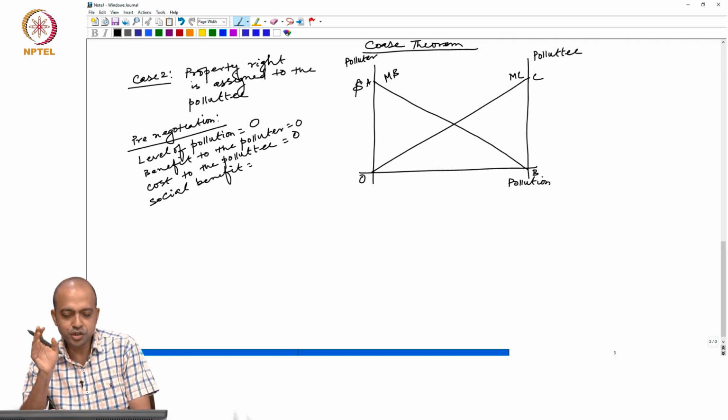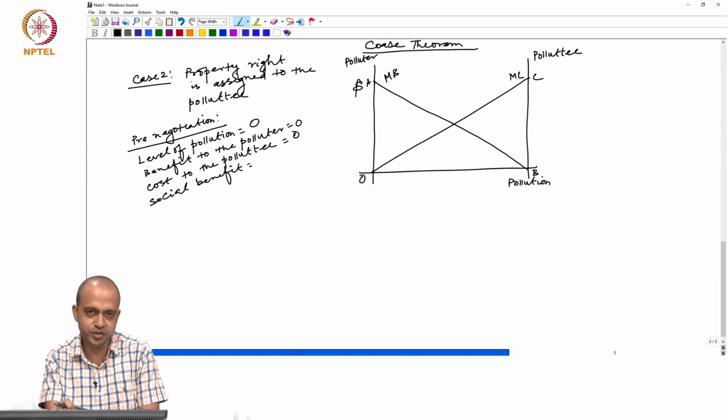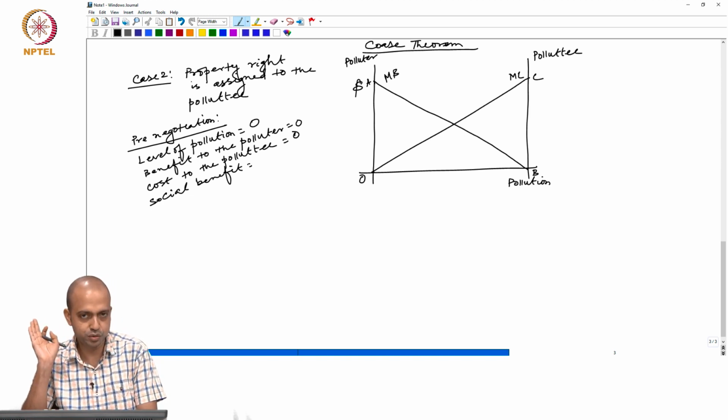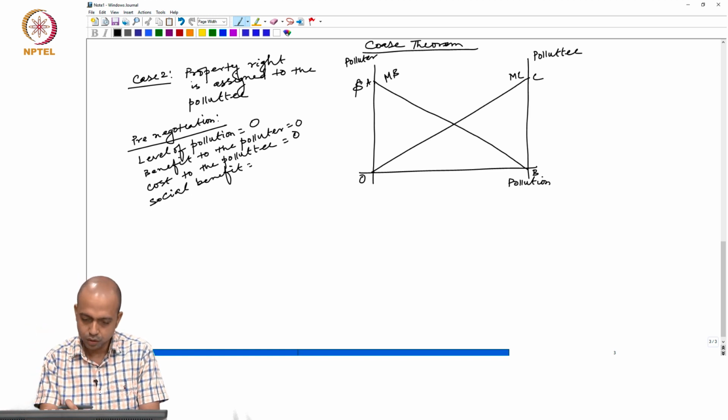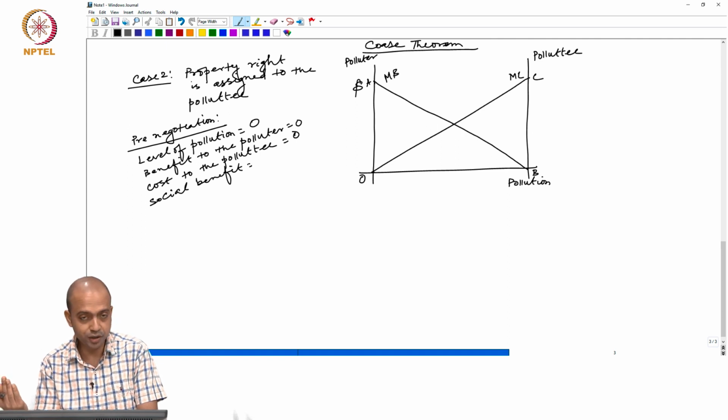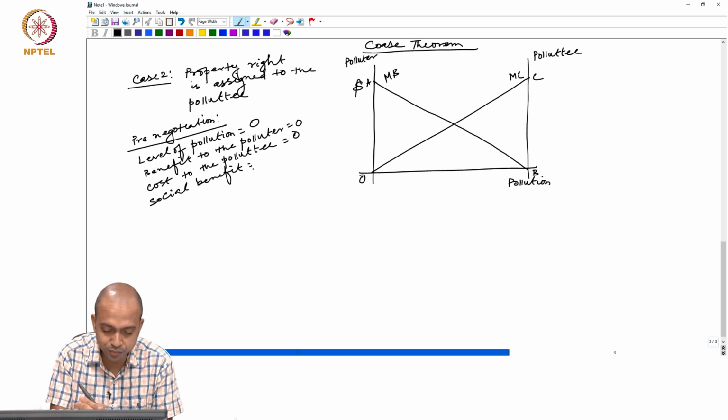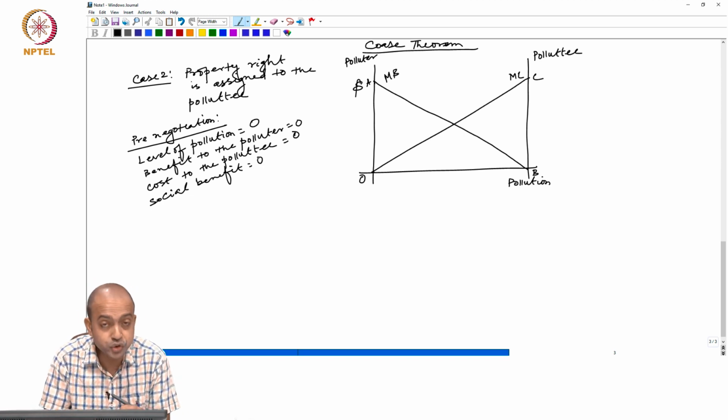In the pre-negotiation situation, we understand the level of pollution is 0, because pollutee is not allowing the polluter to make any pollution. Okay. So, this is 0, that is why cost benefit to the polluter is 0, there is no production absolutely. Cost to the pollutee is also 0, there is no cleaning cost. But what is the benefit to the society? Social benefit to the society is also 0.